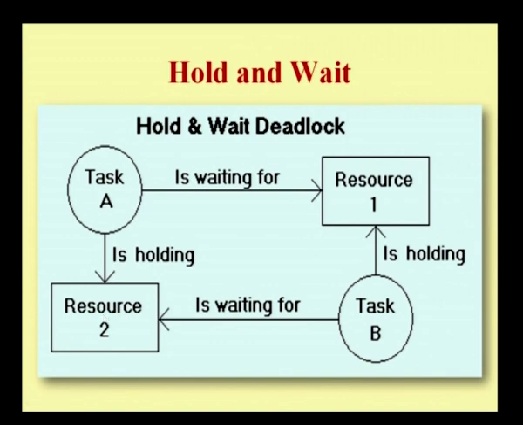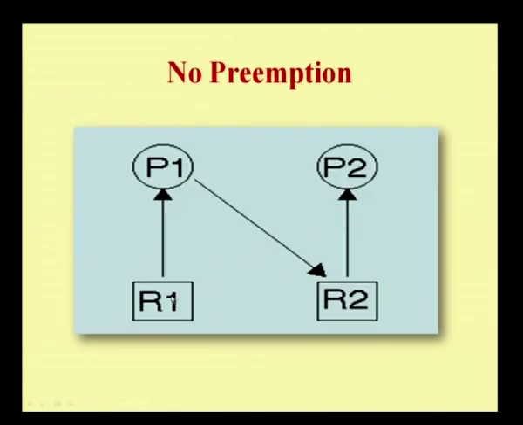Such a condition you call a hold and wait deadlock, wherein we do not know how much time task A will be holding resource 2, or how much time task B will be holding resource 1. If you do not know the time instance, it is going to end in a deadlock situation. The second one is about no preemption.